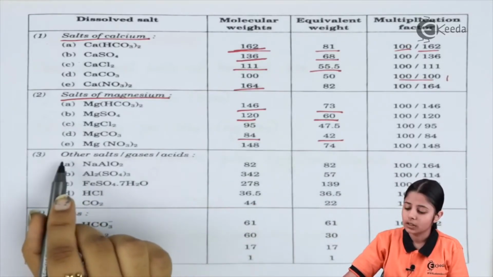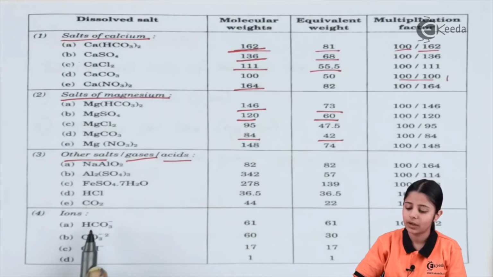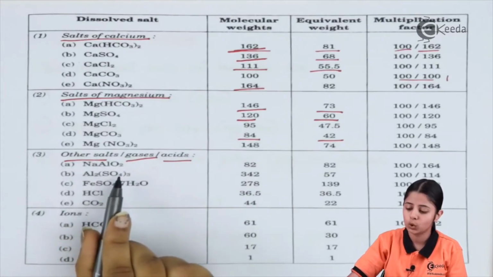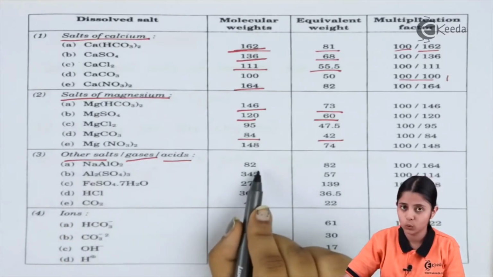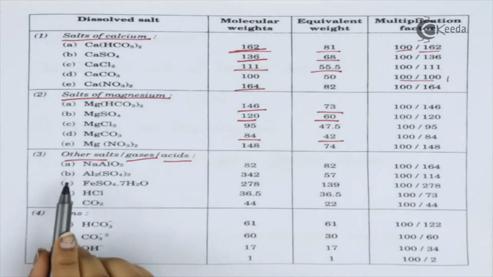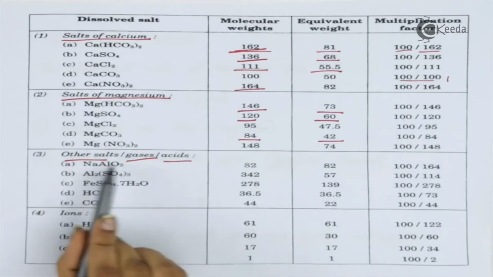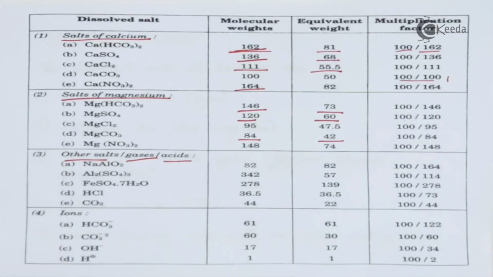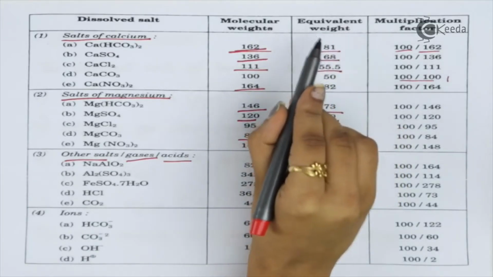Next set of salts are other salts, the gases and the acids. Now which all other salts are there? I have 5 salts over here, starting with NaAlO2. When I find the molecular weight of NaAlO2, it comes down to 82. The equivalent weight will also be 82 over here. The next salt we have is NaAlO2, which is sodium aluminate. Now if you see sodium aluminate, it does not use 2 equivalents of CaCO3. It uses just 1 equivalent of CaCO3. And when it uses 1 equivalent of CaCO3, the molecular weight, which is 82, will be the equivalent weight, which is 82.